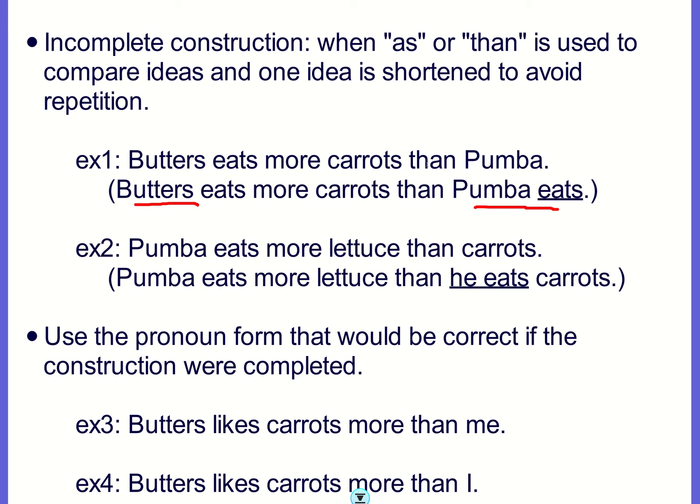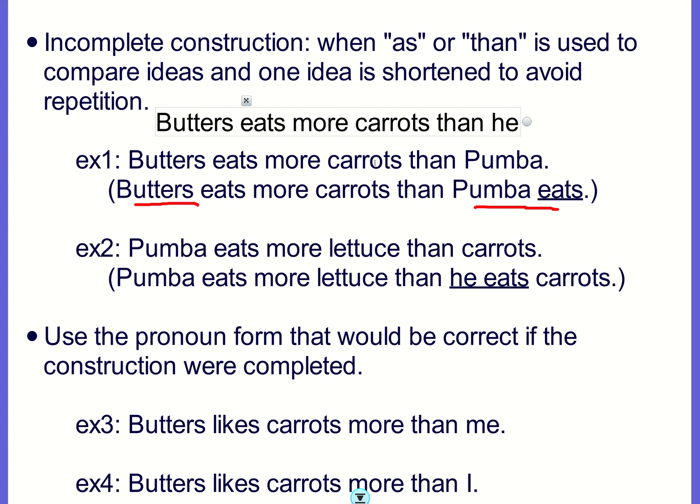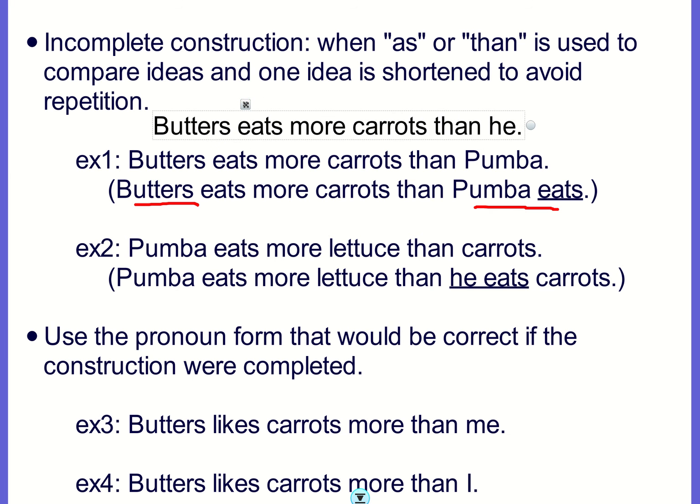as we did before, looking at, okay, what part of the clause is it or what part of the sentence is it? And if we're looking at what the complete construction would be, Pumbaa eats, well, Pumbaa is a subject, eats is a verb, which means that the pronoun that we would want to substitute is he. So our complete sentence then, if we put it all together, if we're using a pronoun, is Butters eats more carrots than he, rather than Butters eats more carrots than him.